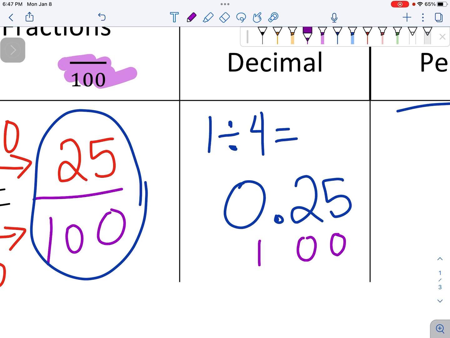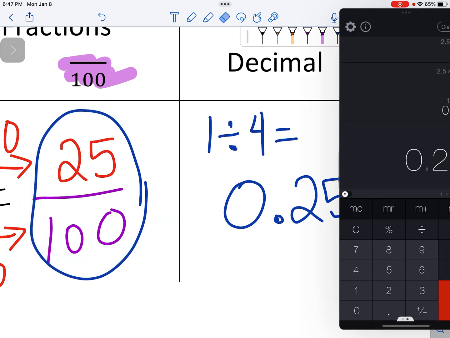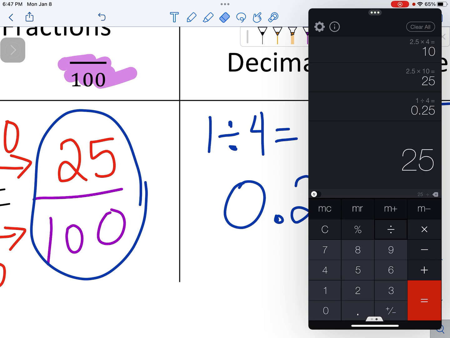Or you might remember, we can put 100 under here. This is 25 hundredths. If you just know how to write the fraction 25 hundredths over here on the left as a decimal, then you're going to save yourself a lot of time in this assignment. And if you don't, then you'll need to put it in a calculator. And look, 25 divided by 100 will get us the same decimal because they are equivalent fractions.